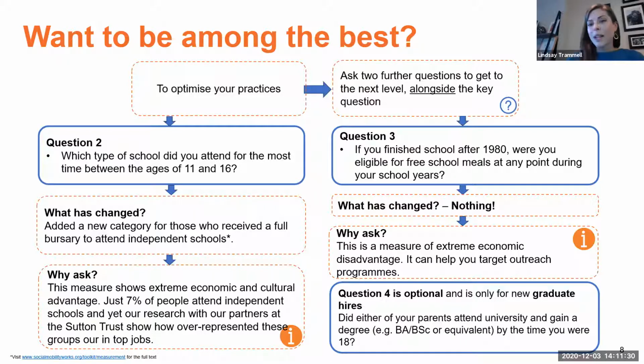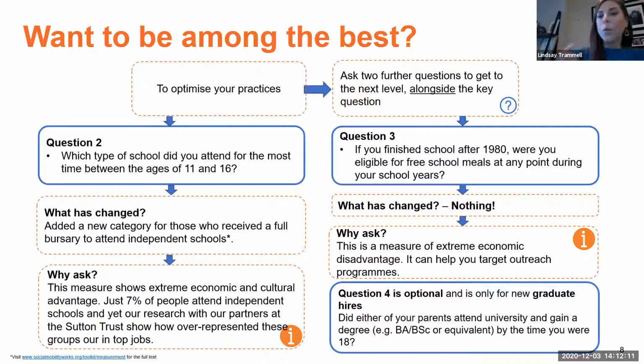Similarly, question 3, we suggest you also ask in cohort with question 2, whether somebody received free school meals when they were in school. This is a measure of extreme disadvantage, so it's the complement to the independent school question. Again, it's not an explicit measure of socioeconomic background. You cannot stratify either of these answers, so do make sure you use both of them alongside the key question. The other thing I'd say is, again, if you have already been asking question 2, please do make sure to take a look at our microsite, because we have updated one of the categories.